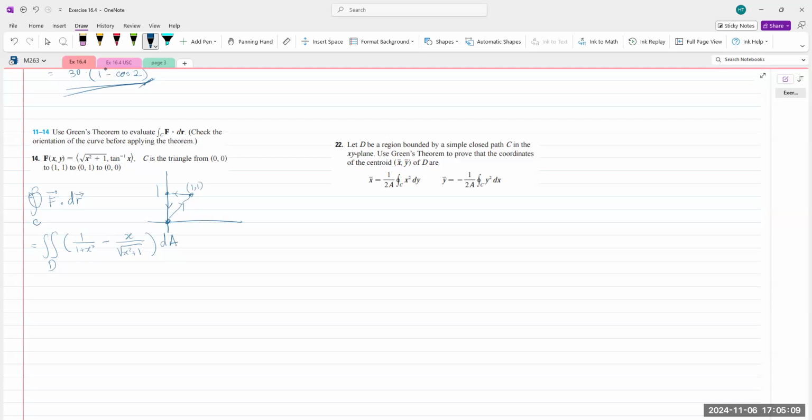It depends on x only, huh? Which is very nice, which means this will be the double integral over D of 1 over 1 plus x squared minus x over square root of x squared plus 1, dA. I don't think I made a mistake here, but why does it seem like a very hard integration? Well, hold on, it's not supposed to be.